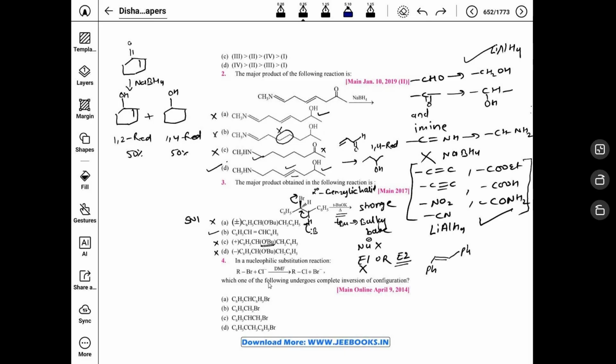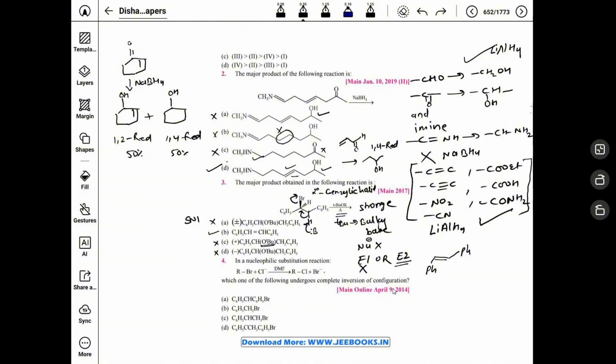Okay, now moving to question number 4. In a nucleophilic substitution reaction, an alkyl bromide reacts with chloride in DMF and gives an alkyl chloride. So this reaction indicates that this is a substitution reaction in which chloride is replacing bromide, and it is an SN2 reaction because inversion of configuration is taking place. Now the question: which one of the following undergoes complete inversion of configuration?